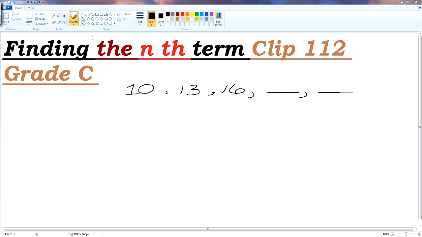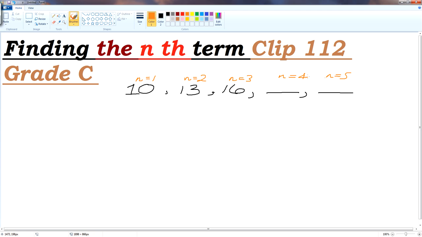Now when we look at a number sequence, what we need to know is what we're talking about when we're talking about the nth term. So first of all, let's label up our term numbers. This first number here is called n equals 1, so this is the first term. 13 is the second term, so n equals 2, where n is the term number. And this is n equals 3, and so on.